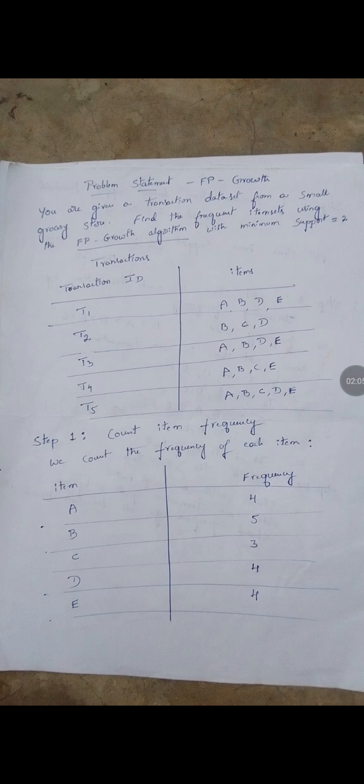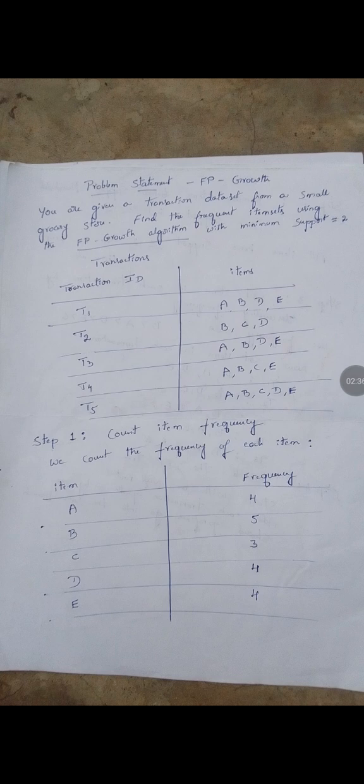For T1, A is present. For T2, A is not present. For T3, A is present. For T4, A is present. For T5, A is present. That means for item A, we have got the support count equal to 4. Okay. In the same way, we have to calculate the rest of the items B, C, D and E.